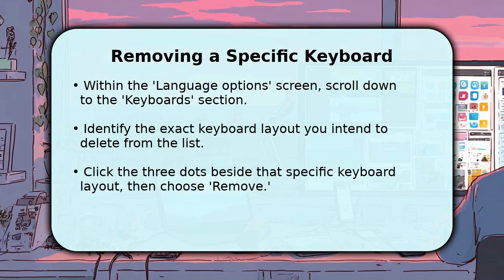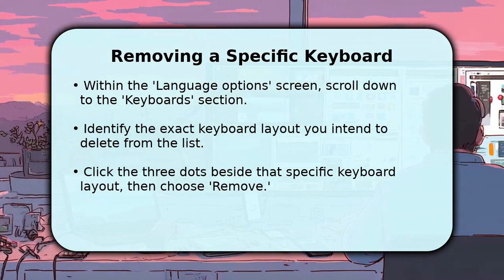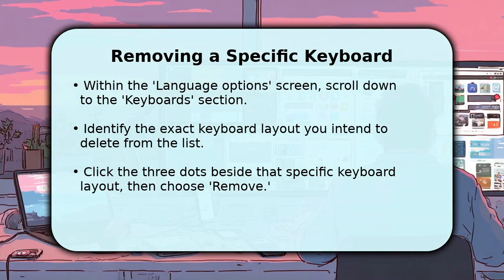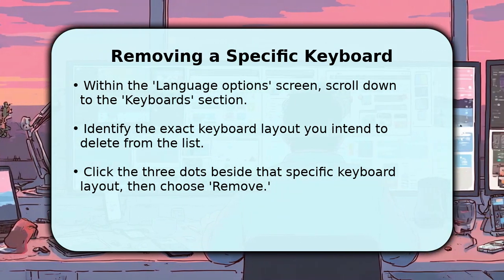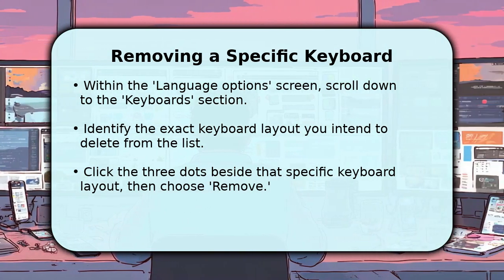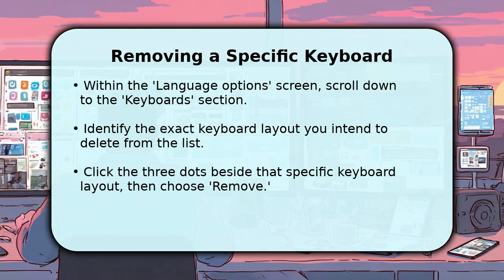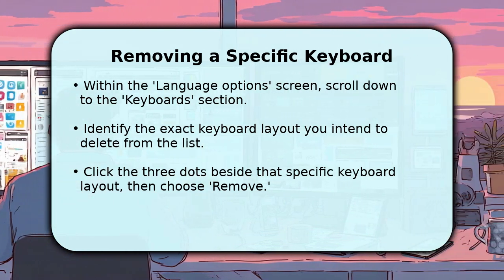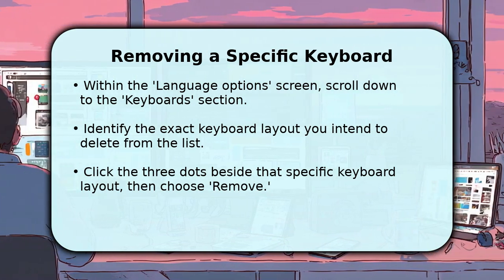Now, within the Language Options screen, scroll down until you locate the Keyboard section. Here, you will see a list of all installed keyboard layouts for that particular language. Find the specific keyboard layout you wish to remove from your system. Click on the 3 small dots next to that layout, and then select the Remove option from the menu. This action will immediately delete the selected keyboard layout from your Windows 11 installation.